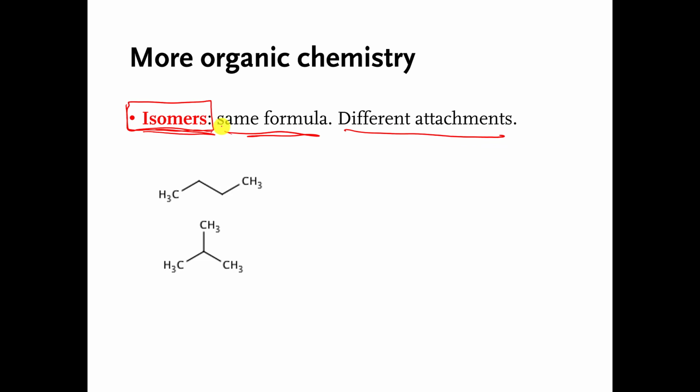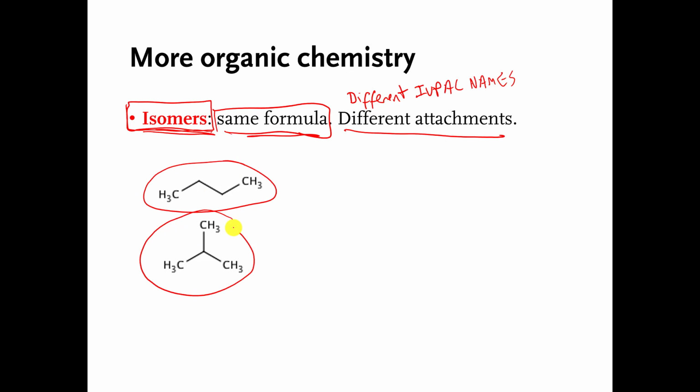Isomers are molecules with the same formula, but different attachments. Another way of saying this is isomers are molecules with the same formula, but different IUPAC names. This is butane. This is called 2-methylpropane. They have the same formula. They are both C4H10, but they are not the same molecule, so they are isomers of each other.